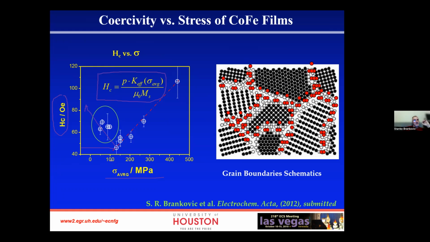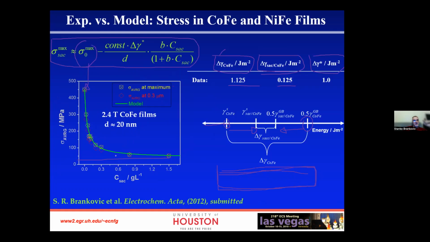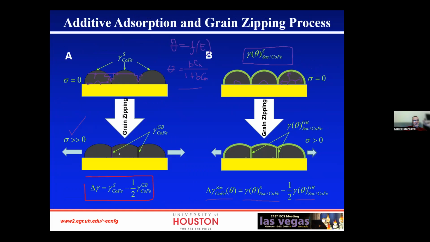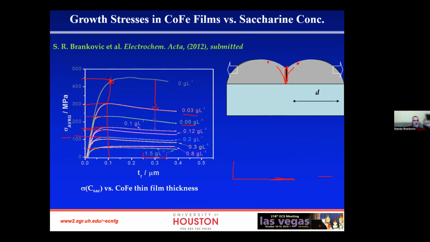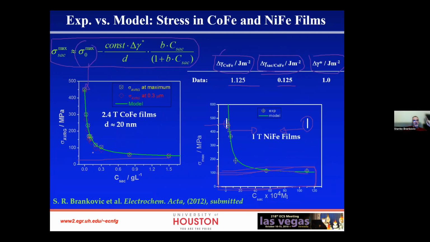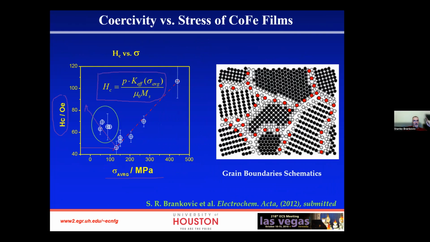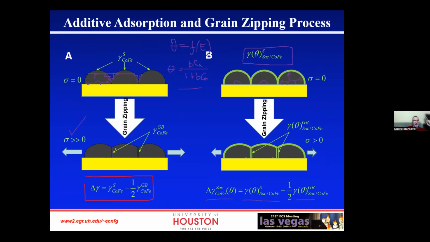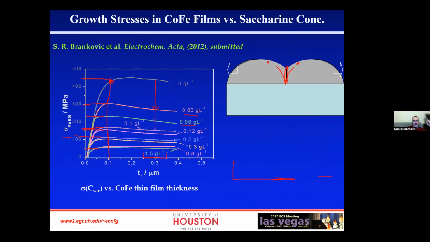question of optimum. So what that really means after this discussion is that if you look, for example, at this data, I just want to show you this film here with 1.5 grams per liter of saccharin, although it has the lowest stress, it will not necessarily have the lowest coercivity. The lowest coercivity actually will be for the film that is about 100 and some megapascals, which is basically the film that is probably 0.2 grams per liter saccharin.